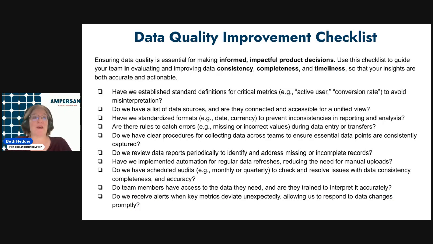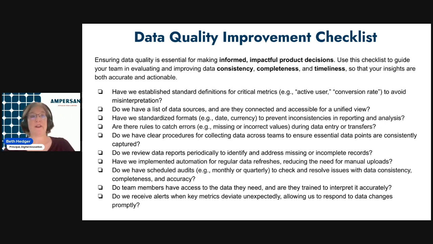Next up, I've put together a quick checklist. There's 10 items on here that can help you think about the status of your data. The idea is that you want to ultimately end up with impactful product decisions. To get there, your data needs to be in a really great state. So you want to aim for consistency, completeness, and timeliness. So a couple of ideas on here to consider.